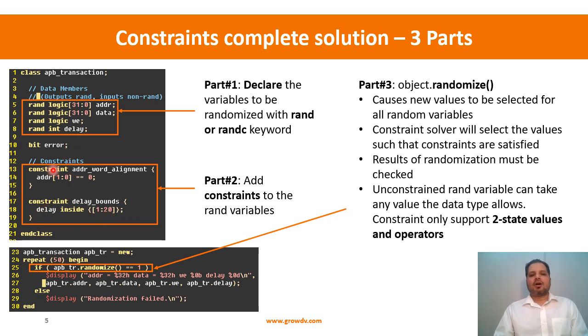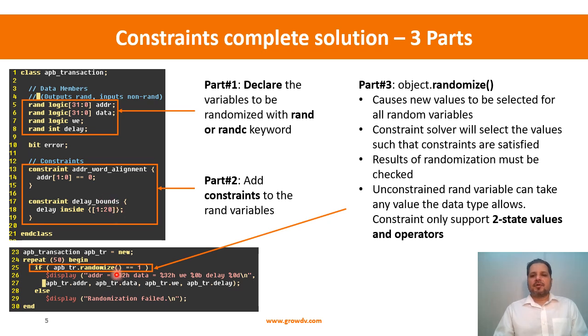If I had left them unconstrained, that is, I declared rand address and rand delay, and I didn't add any constraint, then an unconstrained rand variable can take any value. Whatever that particular data type allows, it will take any value. In which case my address could have taken non-zero values in the lower 2 bits. Also note that although I have declared the variables of type logic, it will still take only 2-state values, because the constraint solver only supports 0 and 1. It doesn't support x and z. Okay, so it won't support it.